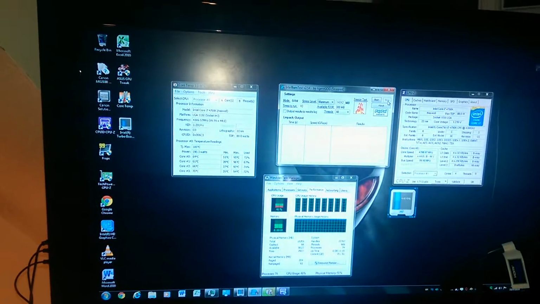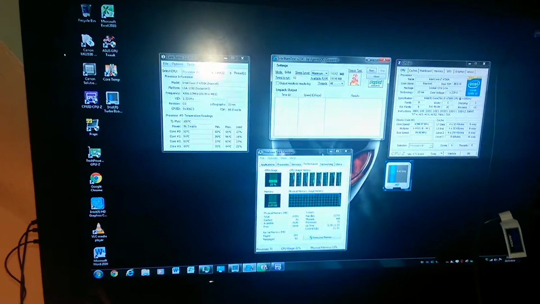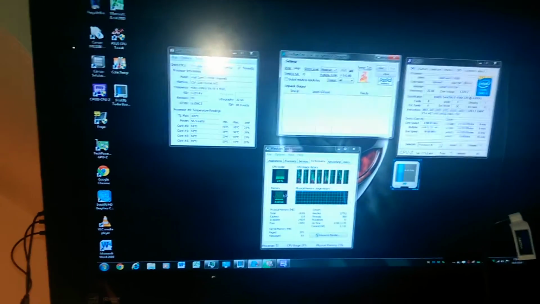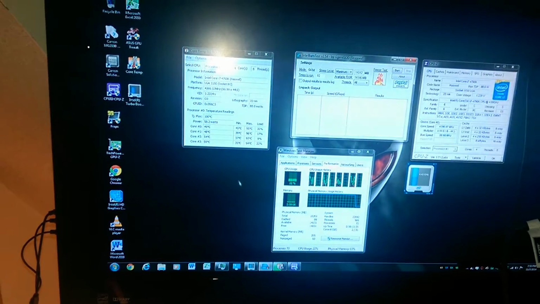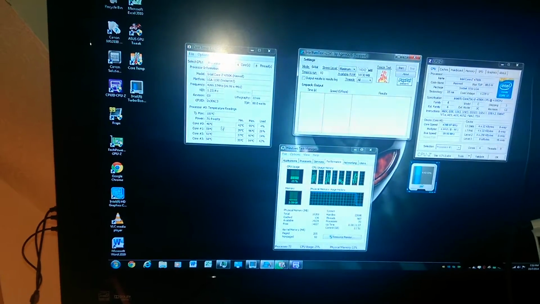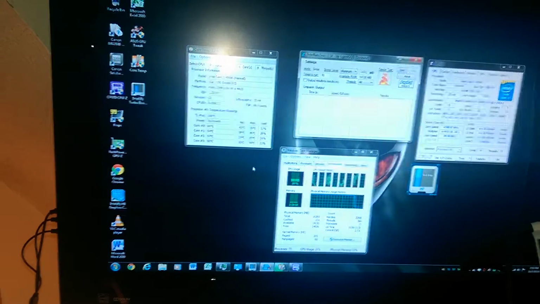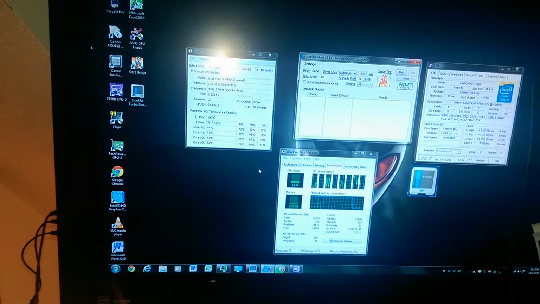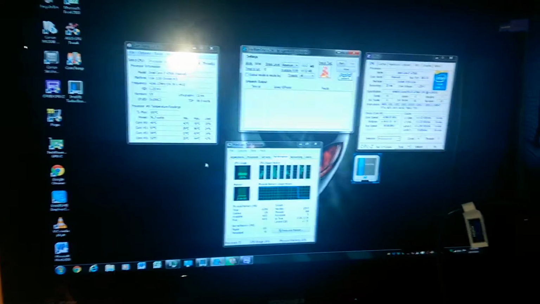So I will stop the test. And it immediately goes down to 2 gigahertz because it's idling now. And it's going down to 40 degrees Celsius on the hottest core. So I hope that answered your question.